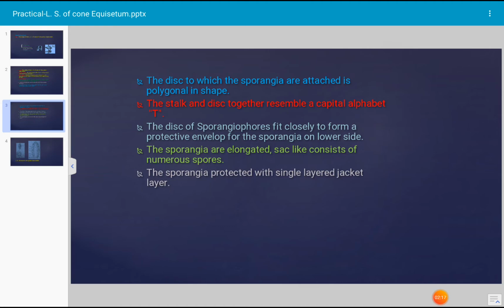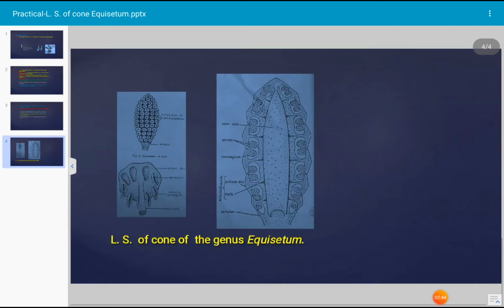The sporangia are elongated sac-like structures. Sporangia means spore-producing bag-like structures. The sporangia are elongated, sac-like or bag-like structures that consist of numerous spores. The sporangia are protected with a single-layered jacket.